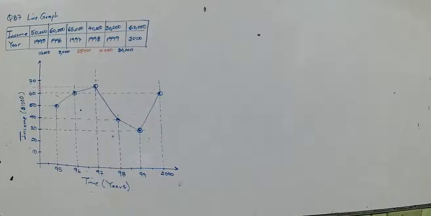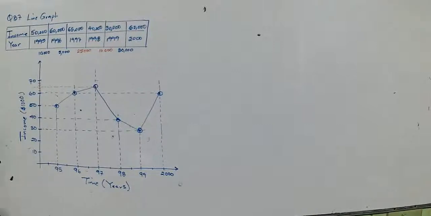State the period during which the income showed the greatest rate of decrease. The greatest rate of decrease. Alright, so when you say period, it must be from one time to another time. That's why you get a time period. If I said which year, that would be just for 1 year. But if I ask you for a period, it is from one time to another. You understand?